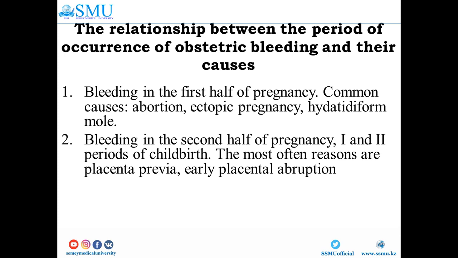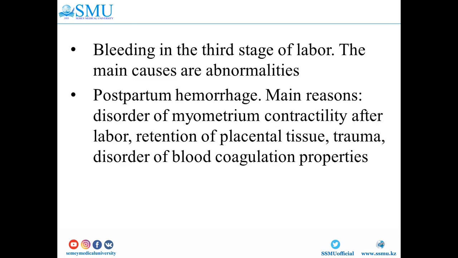Bleeding in the first half of pregnancy: common causes are abortion, ectopic pregnancy, hydatidiform mole. Main causes of the bleeding in the second half of pregnancy, first and second periods of childbirth, are placenta previa and early placental abruption. Bleeding in the third stage of labor is mainly caused by abnormalities. And postpartum hemorrhage is usually caused by disorder of myometrium contractility after labor, retention of placental tissue, trauma, disorder of blood coagulation properties.